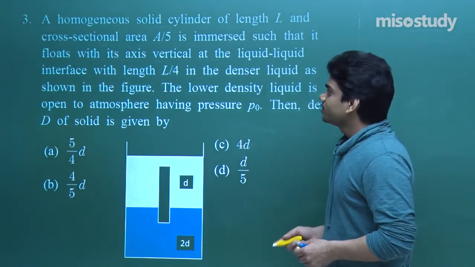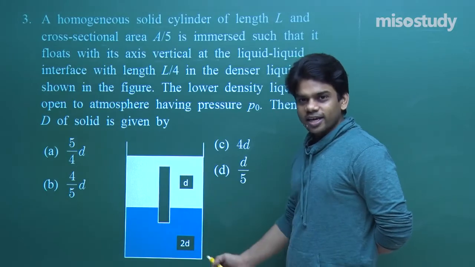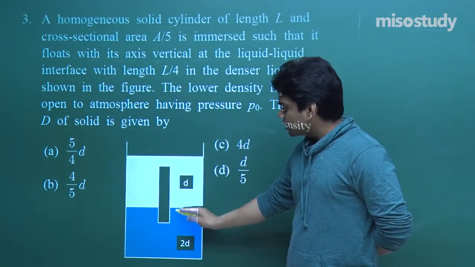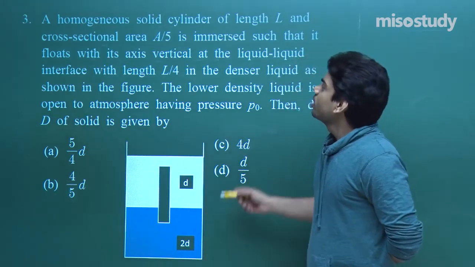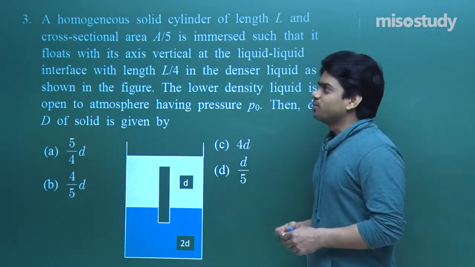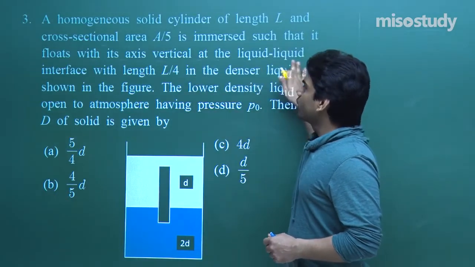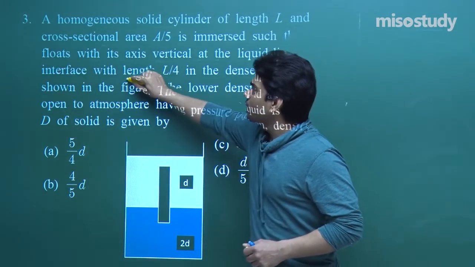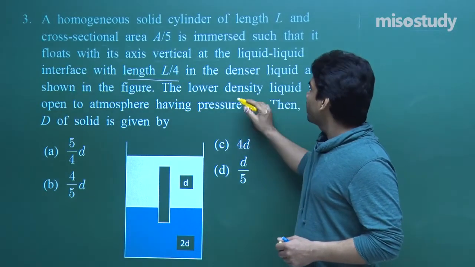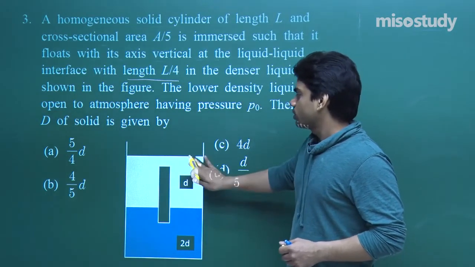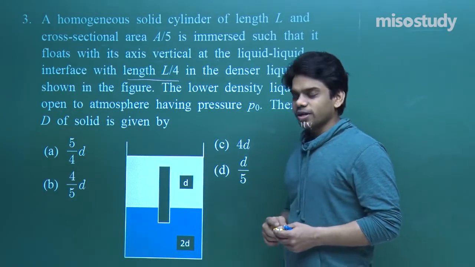How to proceed? It's given that the solid is homogeneous, its length is L, and L by 4 is in the denser liquid, so this length is L by 4 and this length will be 3L by 4. A by 5 is the area of cross section that has been given. It floats with its axis vertical at the liquid-liquid interface with length L by 4 in the denser liquid. As shown in the figure, the lower density liquid is open to atmosphere, having pressure P0. The density D of the solid is given by.